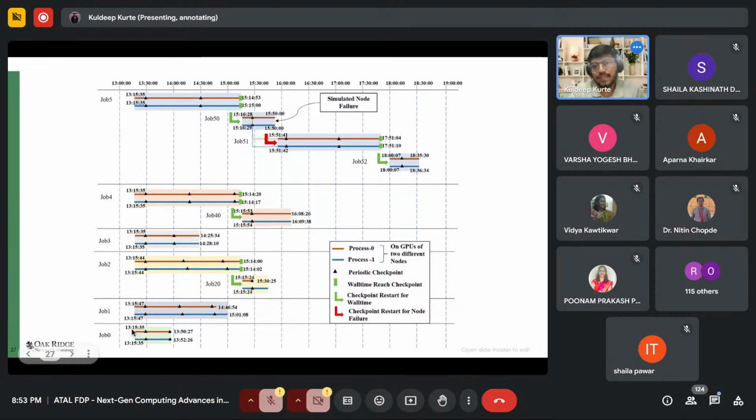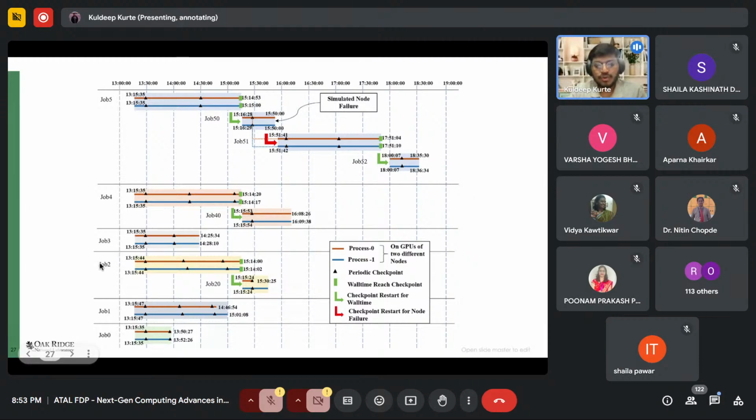So job 0, you see when it started and when it finished, it finished successfully. There was no termination. There was nothing. It finished successfully. Throughout its lifetime, it took two checkpoints. One checkpoint was here, and the second checkpoint was here. So basically, it took the two checkpoints, and it terminated successfully. So that was the first scenario.